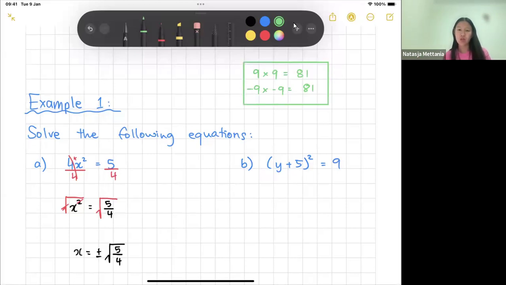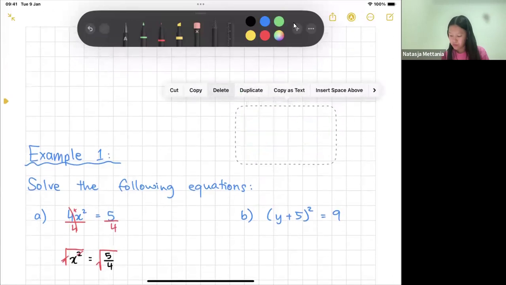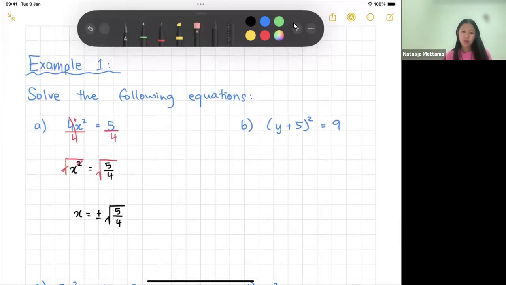If I were to do -3 times -3, it equals positive 9. And positive 3 times positive 3 gives me 9 as well. Okay, there's two solutions for it. All right, so let me just get rid of this. My answer is going to be plus minus square root 5 over 4.